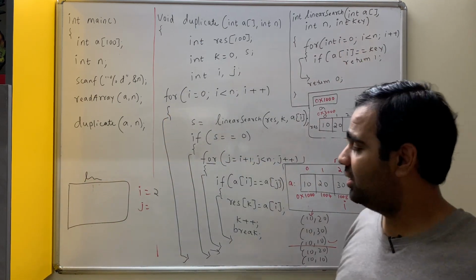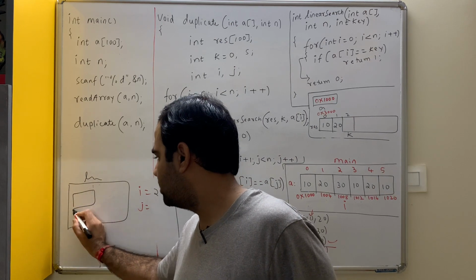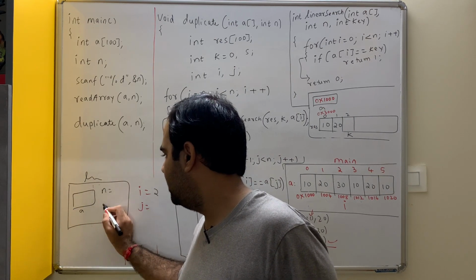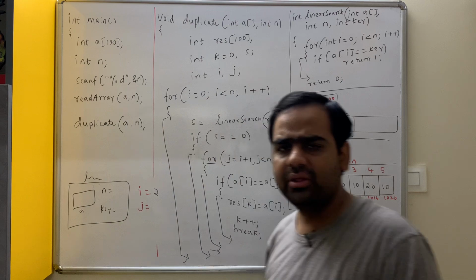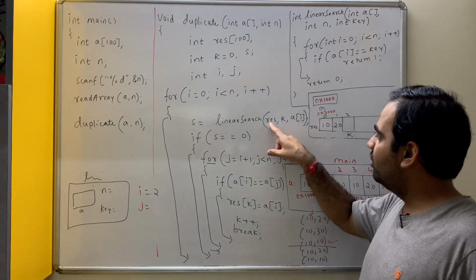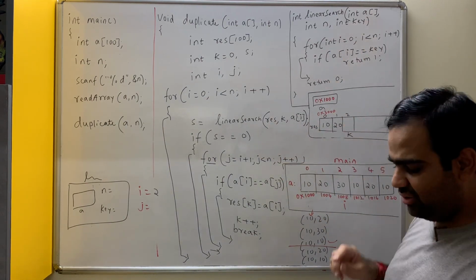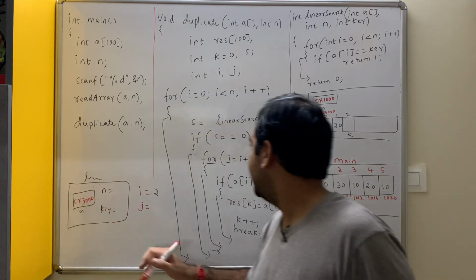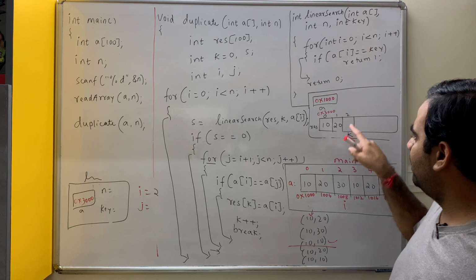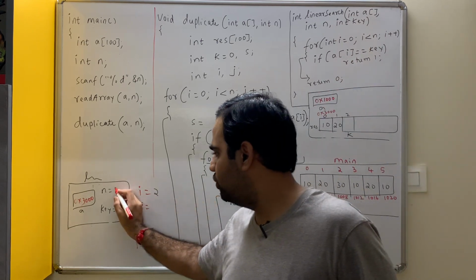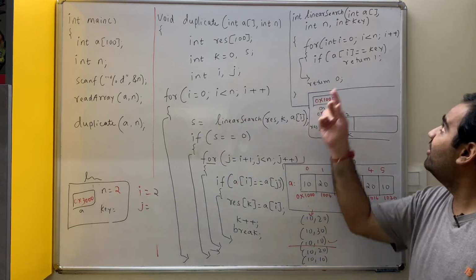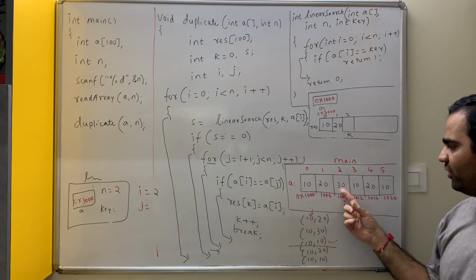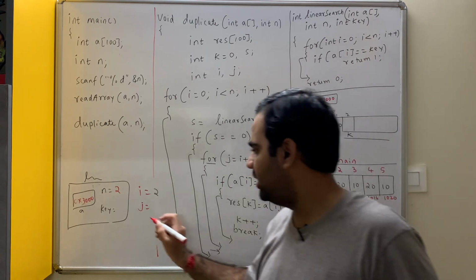Now, how many parameters are there? There are 3 parameters. What are the 3 parameters? A, n and key. This is the same function that I wrote. Now result will be copied to A. What is the value of result? The value of result is 3000. Next, K will be copied to n. What is the value of K? The value of K is 2. Next, A of I will be copied to key. Now what is A of I? A of 2 is 30. 30 is copied to key.